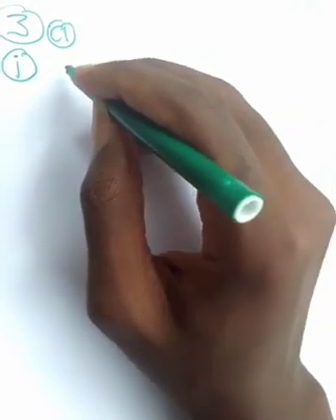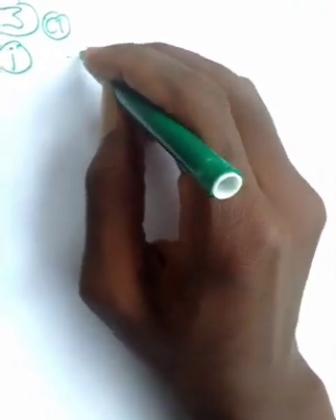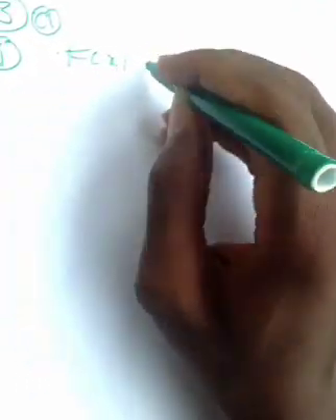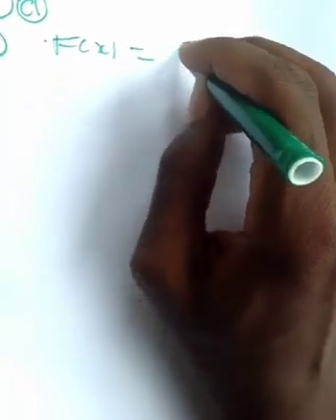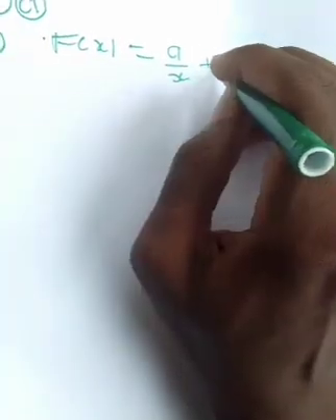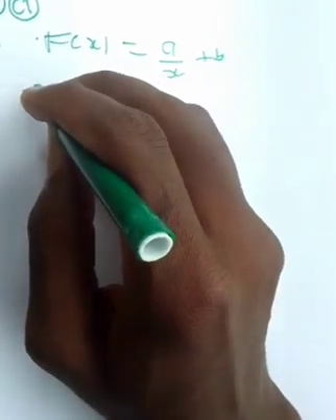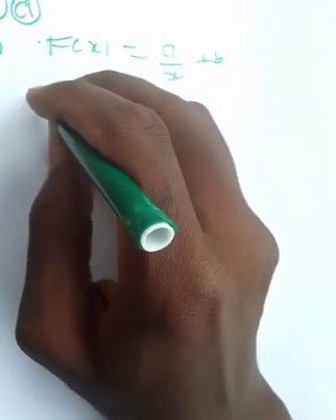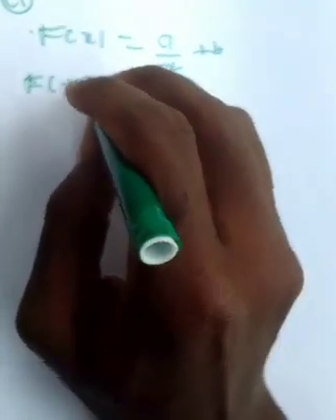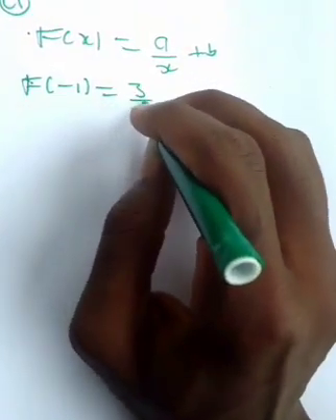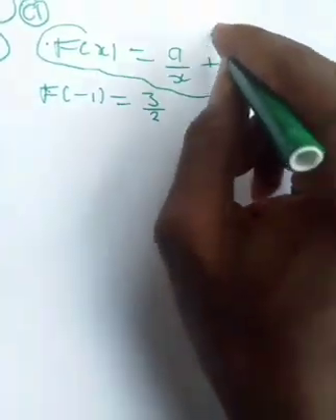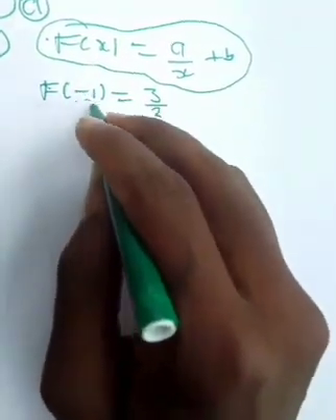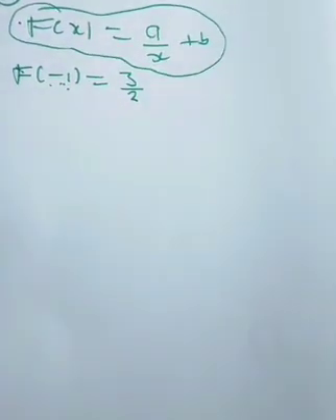Alright, so here's what I mean. They have given you this function, right? It's equal to a over x plus b. They have given you two conditions. The first condition is that f of -1 should be equal to 3/2 based on this function. Let me even circle it. With this condition, we are going to find the first equation.